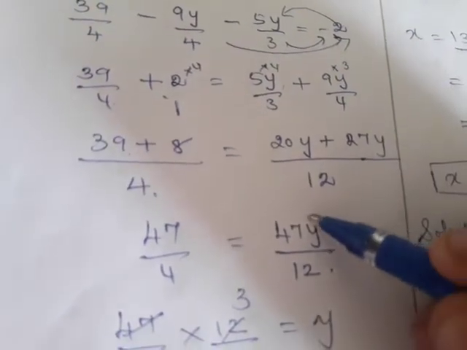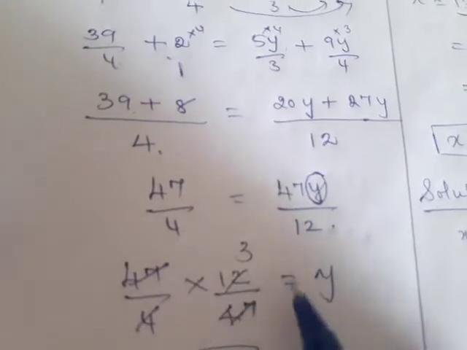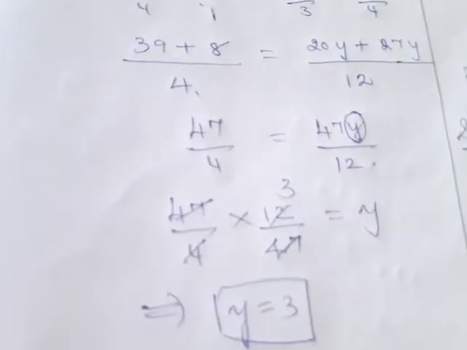Now we need only y. So bring this 47 by 12 to the other side. What will happen? Already 47 by 4. If I bring 12 to the other side, it will come to the numerator. This 47 will come to the denominator. Simplify it, I got the value of y as 3. So simple, right?